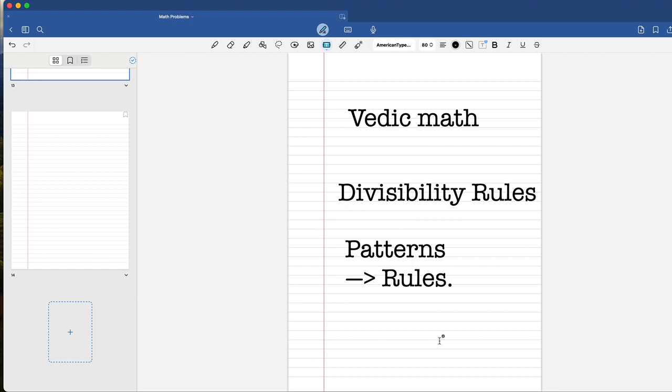I'm not saying this is true of every single sutra in Vedic math, but if you see some of them, it's essentially patterns that we have observed in math which have been turned into rules. Similarly, in divisibility rules, we look at patterns in number systems and then apply those rules.